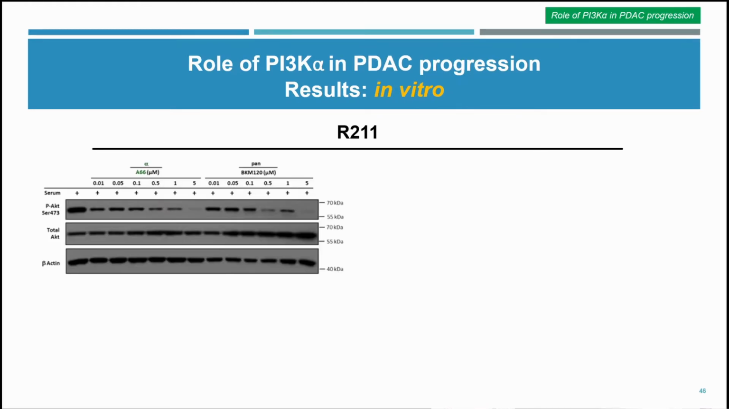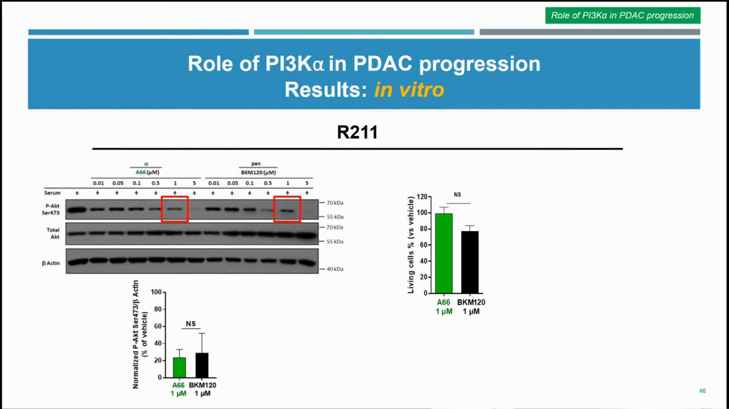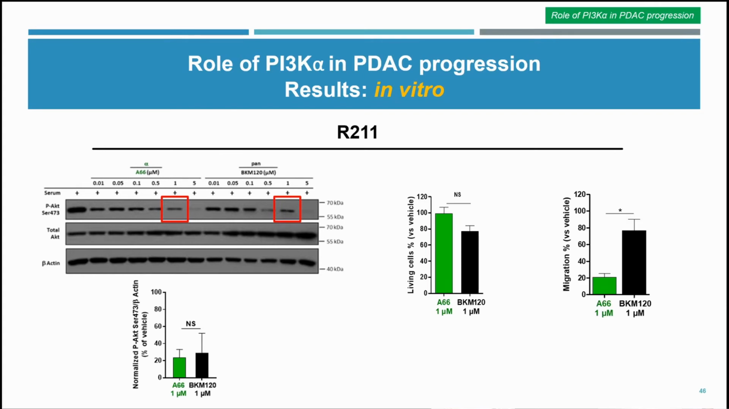Trying to explain a bit more why we were having this effect with the pan-PI3K and the alpha selective inhibitor, we looked for a concentration of the inhibitors where they both had the same effect on the phosphorylation of AKT. At 1 micromolar, we do not observe a difference in the percentage of living cells when treating them with either inhibitor. However, on migration, we observe a drastic and significant decrease in the migration of cells that were treated with the PI3K alpha inhibitor.